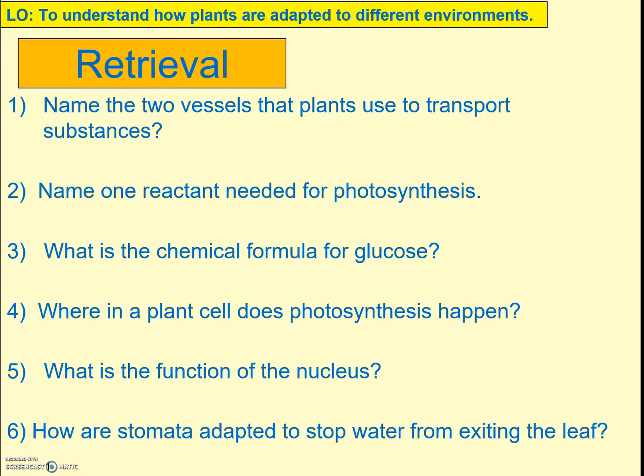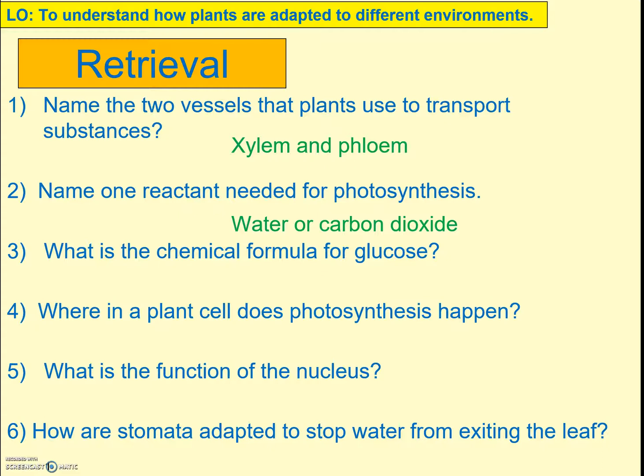The first question states, name 2 vessels that plants use to transport substances. That would be the xylem and phloem, which are parts of the plant's vascular system. The second question says, name 1 reactant needed for photosynthesis. Remember that this is a substance changed by a chemical reaction, and this could be either water or carbon dioxide.